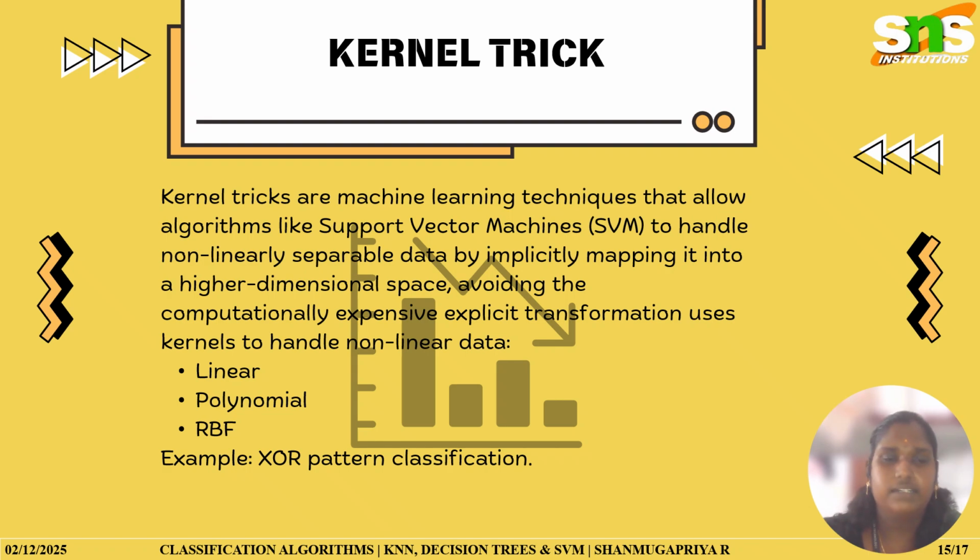Next is the kernel trick. The kernel trick is a simple trick used with SVM. It is a machine learning technique for SVM to handle non-linear data by moving it into higher dimensions. Linear, polynomial, and RBF are some of the subtopics of the kernel trick. A great example is XOR pattern classification, which is used for calculating with SVM. That is a subtopic of the kernel trick.